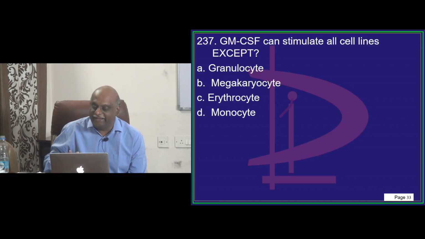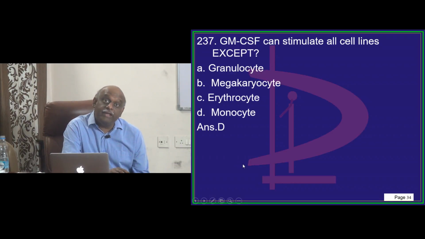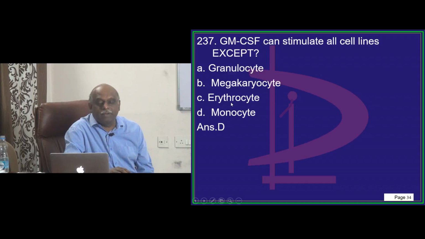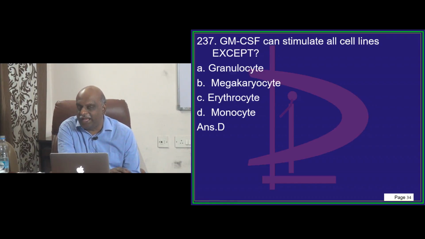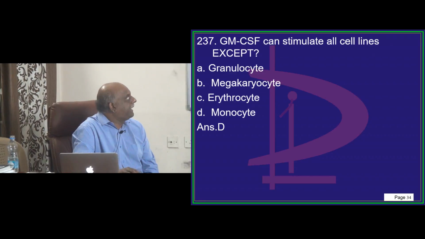Most of you are saying B versus C. Manoj is betting on erythrocyte. Sir, it is a colony stimulating. I think erythrocyte should be the correct answer, not the monocyte. Just please let us recheck this answer. As far as I remember, it should be erythrocyte. Let us check it back.